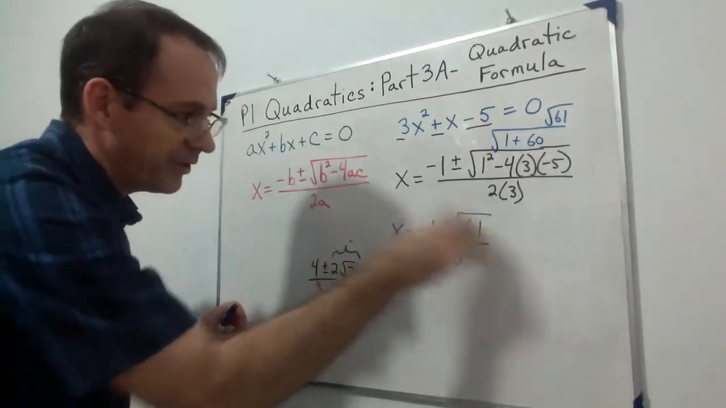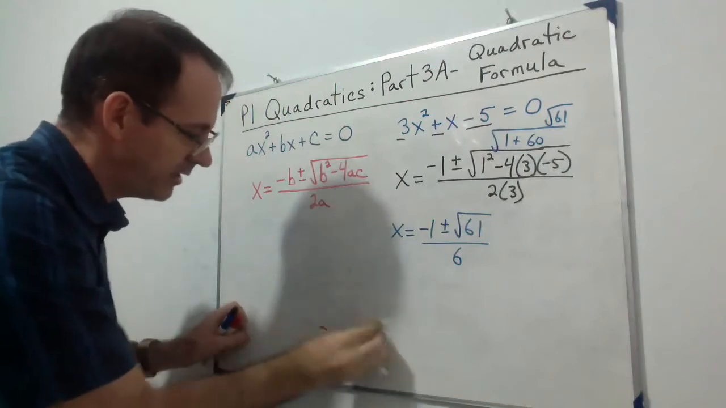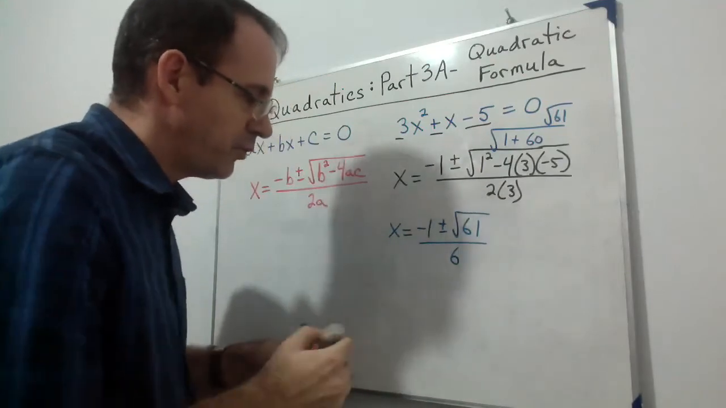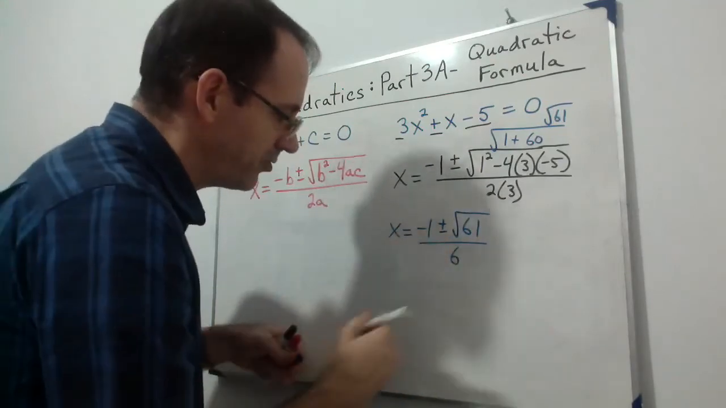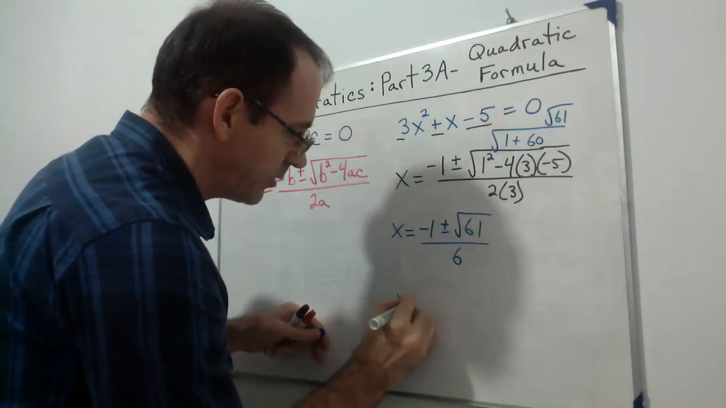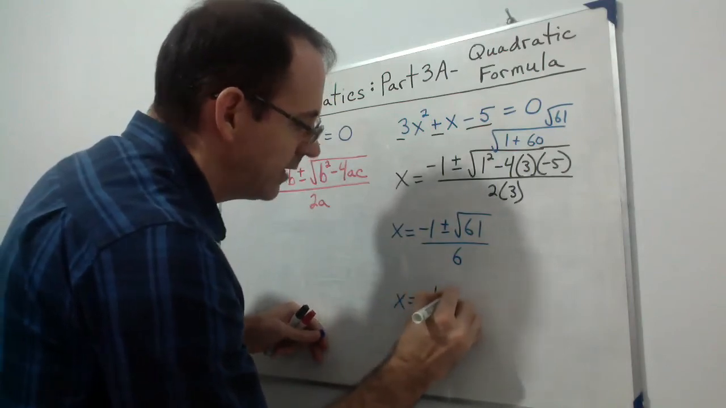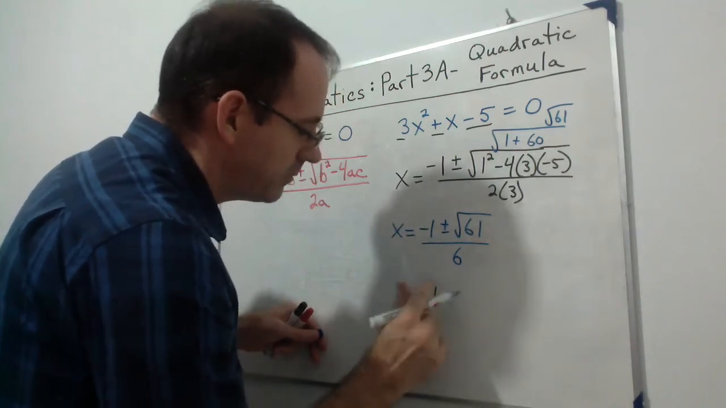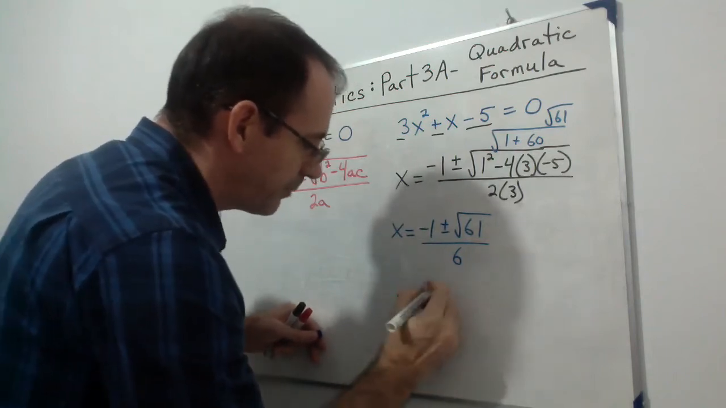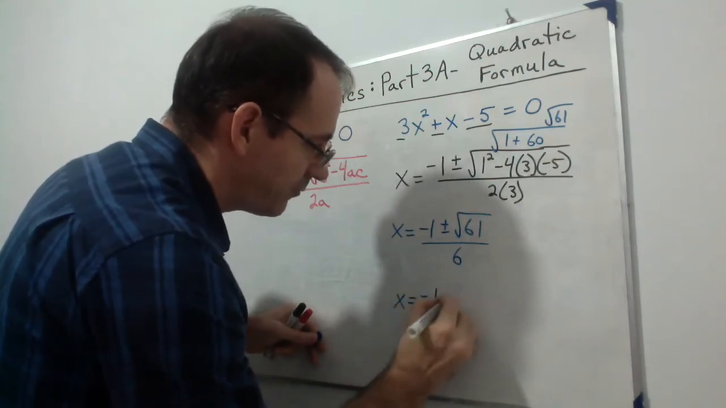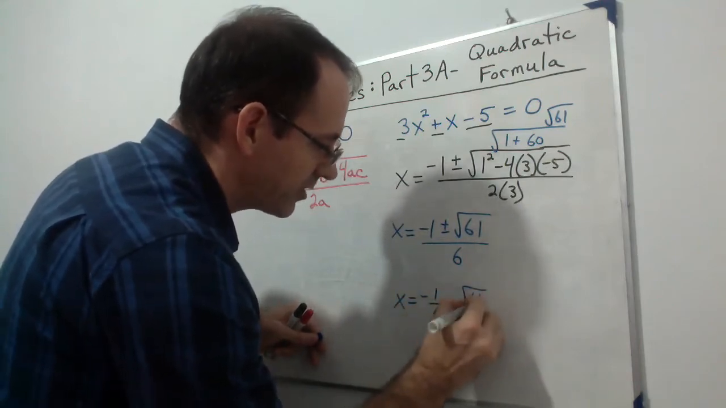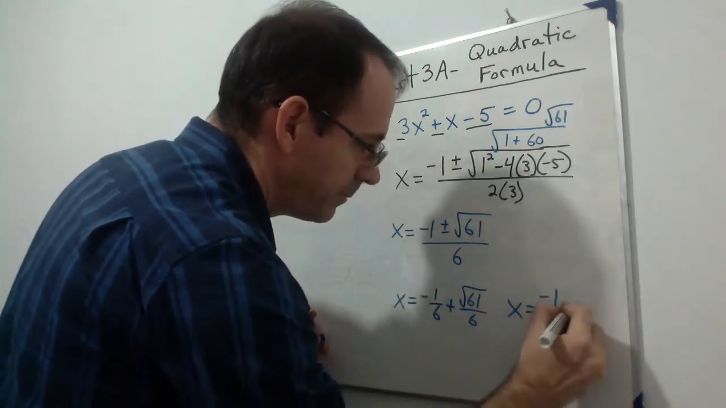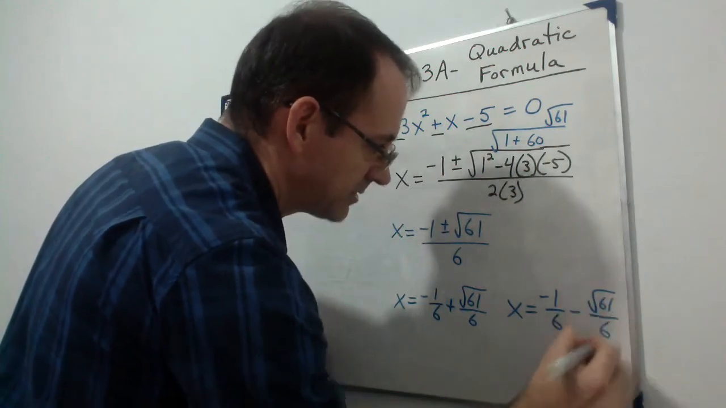So this over here is already simplified. There's nothing really to do. What you could do if you wanted to is you could separate out your 2 answers to x equaling -1 plus, and you can distribute the 6 if you want. Sometimes they might want it separated so that you get x equals -1/6 plus root 61 over 6, and x equals -1/6 minus root 61 over 6.